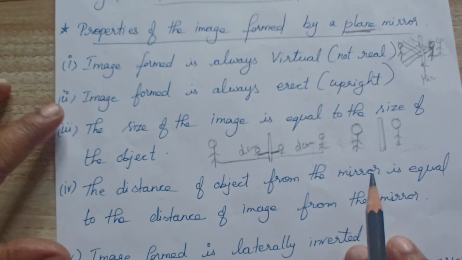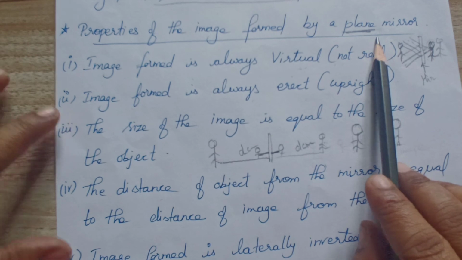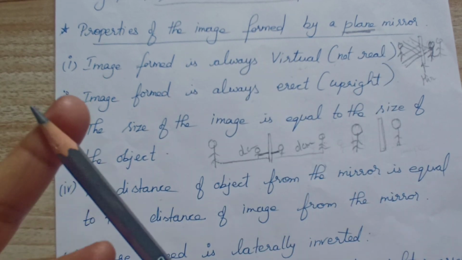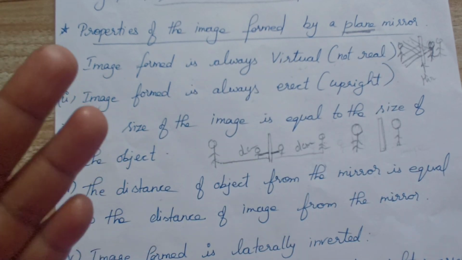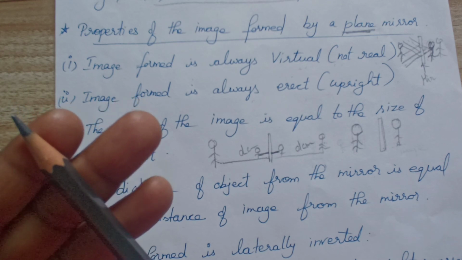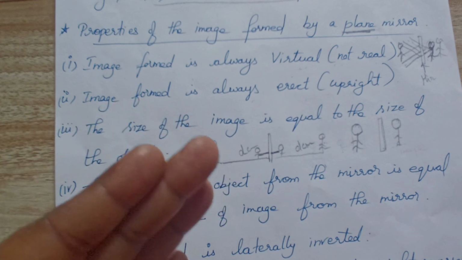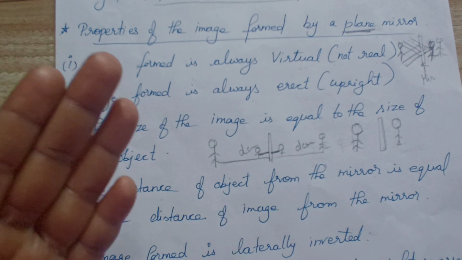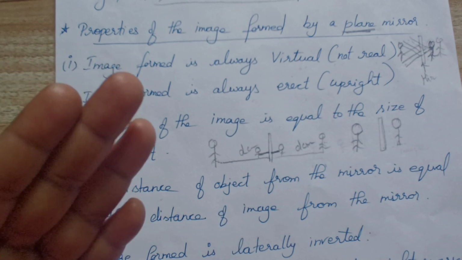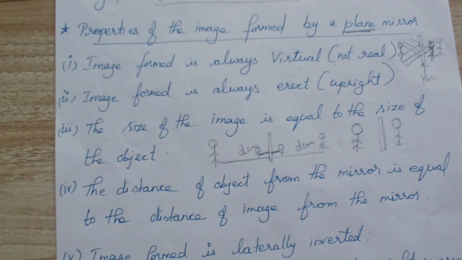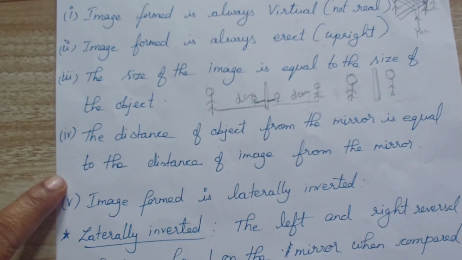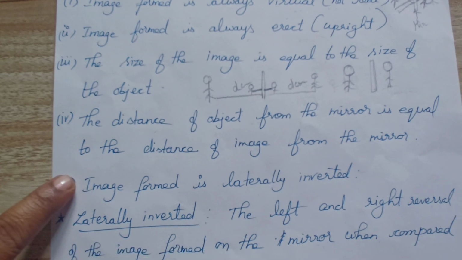So what are the properties of the image formed by the plane mirror? It is virtual, it is erect, it is laterally inverted, the size of the image is equal to the size of the object, and the distance of the object from the mirror is equal to the distance of the image from the mirror. So these are the five main properties of the images formed by a plane mirror. Laterally inverted means left and right reversal of the image. Okay, thank you.